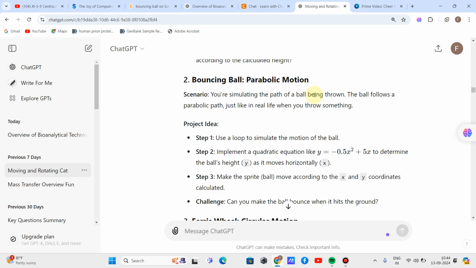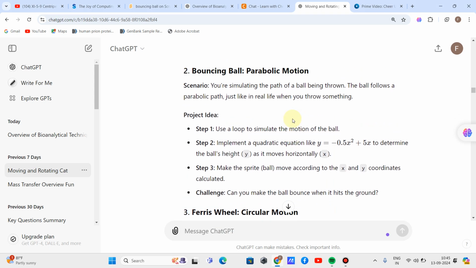Today I am going to solve another scratch problem. Today I am going to make a bouncing ball simulation. So for this simulation we need to understand what's the path of any bouncing ball.